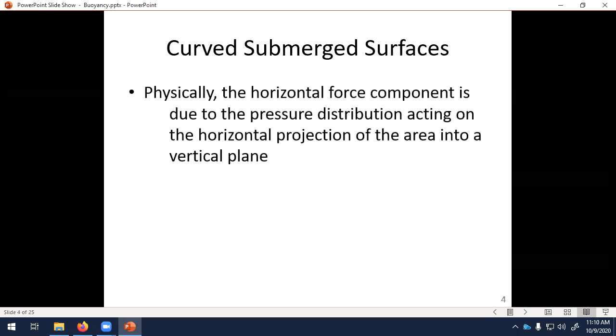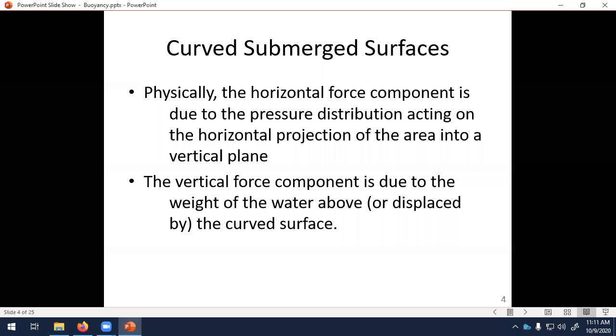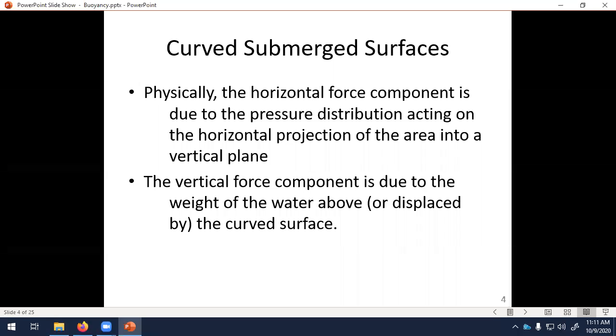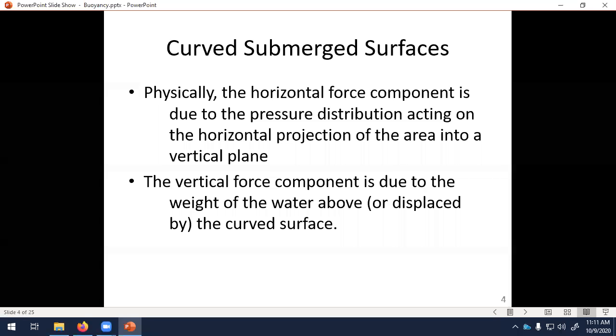What we recognized last time is that a horizontal force component is basically the force acting on a horizontal projection of that surface into a vertical plane. When we do those surfaces, that projection is typically a very simple object like a rectangle, a circle or a triangle. So the horizontal force component is the force on the projection, and the vertical force component is simply the weight of the fluid above the surface, or displaced by the surface if the fluid happens to be below the surface. The resultant force would be the vector sum of those two.